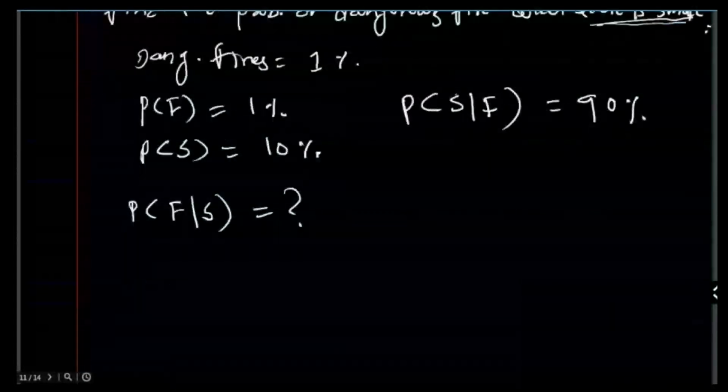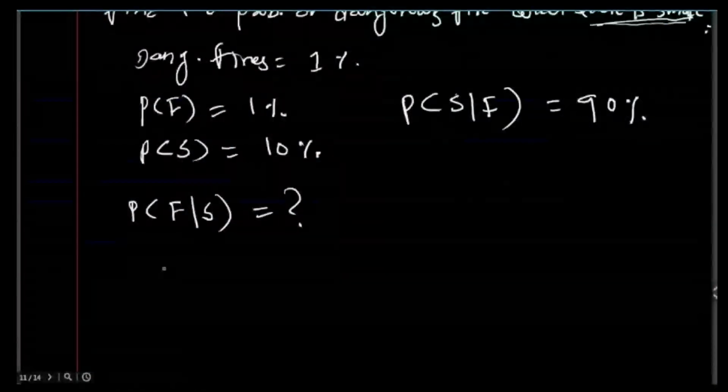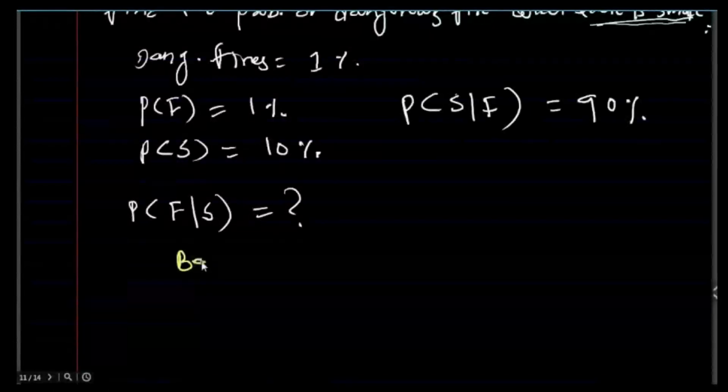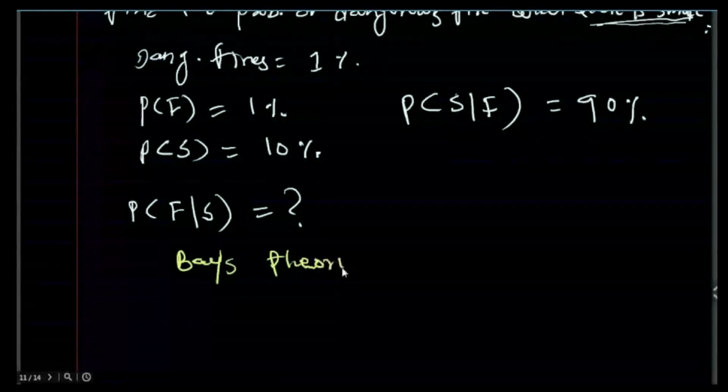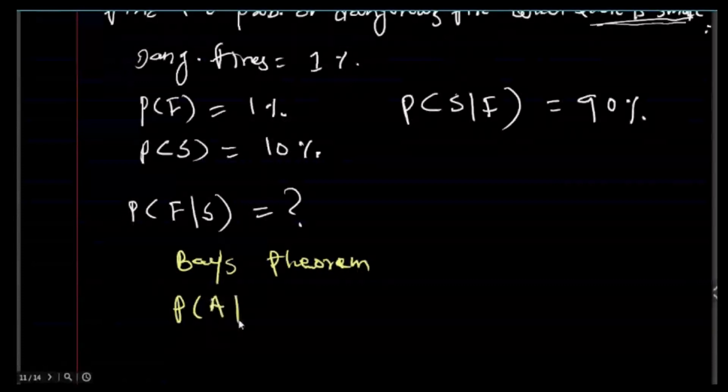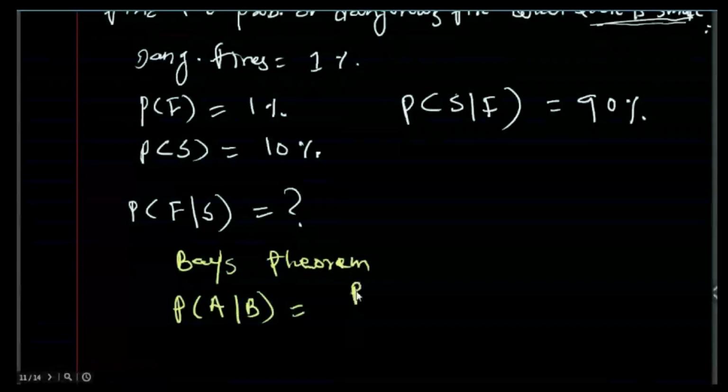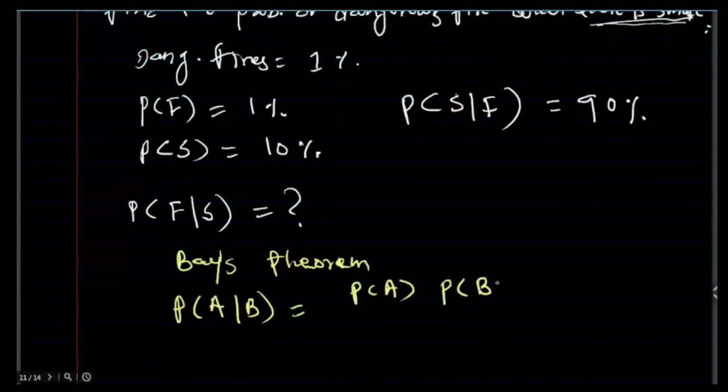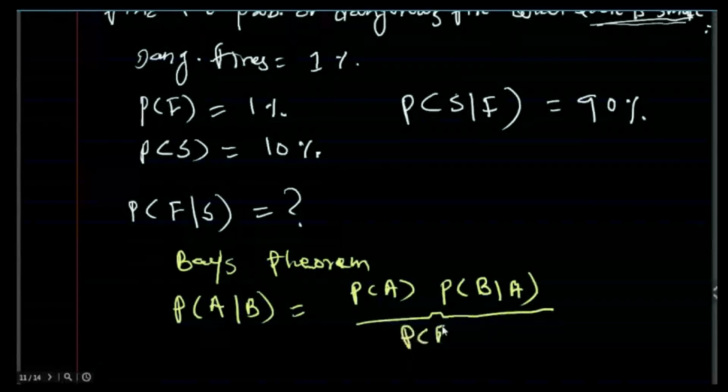So what does the Bayes theorem say? Let us write the Bayes theorem formula, and it is easy to remember. Read it as probability of A given B is equal to probability of A into probability of B given A, and in the denominator, after A it should be B. So this is the formula.